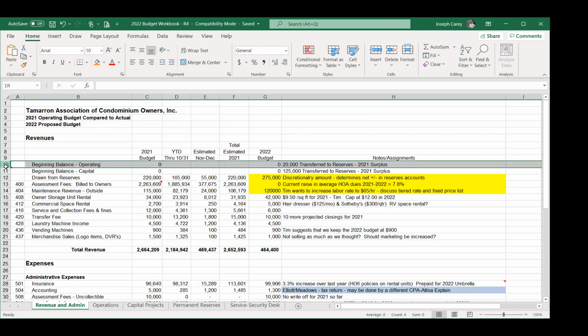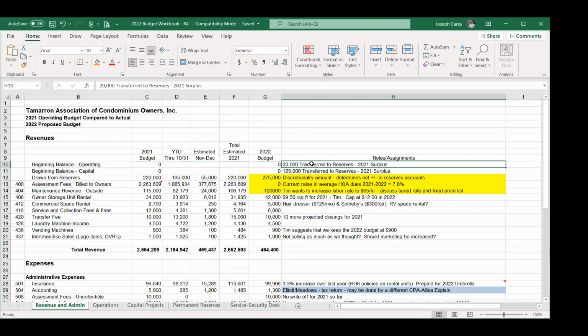These first two lines here, beginning balances, are surpluses that we expect to have from the current year's operation. We used to budget these items. You can't really do that according to general accounting principles, but we used to look at those and put them in the budget as a note item. We don't do that anymore.